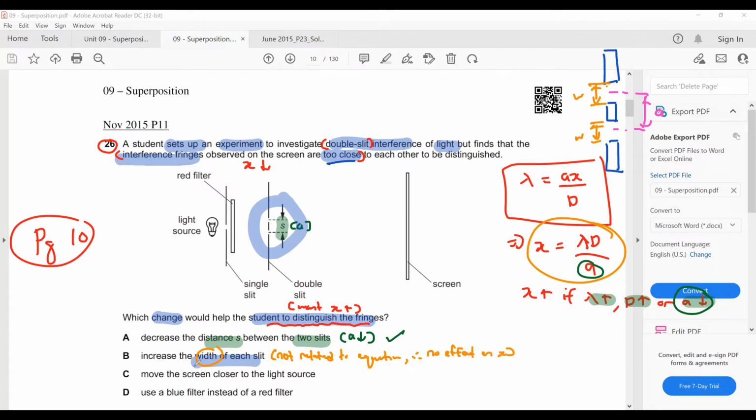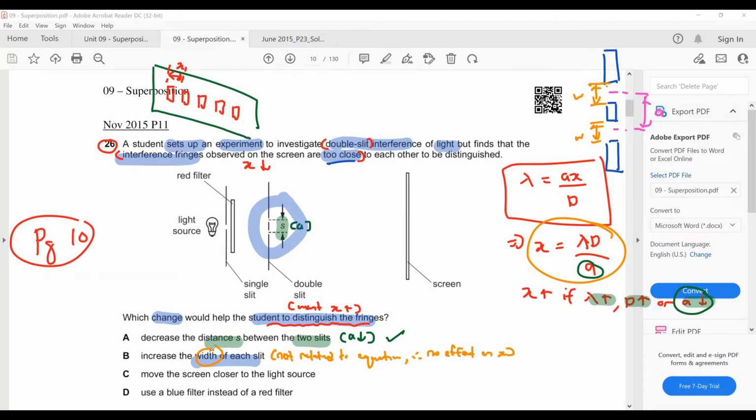Now, increasing the width of the slits has no effect on X, but it will have an effect on the interference fringes themselves. The interference fringes you expect to see on the screen will probably look like this. These are your pattern of bright and dark fringes. Changing the width of the slits will not affect the separation X, but it will affect the appearance of the bright fringe.